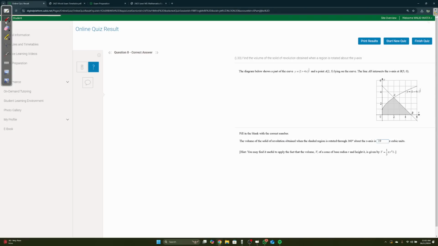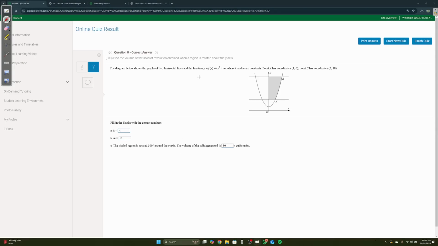Question 8. The diagram below shows the graph of two horizontal lines. f of x equals kx squared plus m, where k and m are constants. Point A has coordinates 1, 6, but point B has coordinates 2, 18. Fill in the blanks. They want you to find k and m.